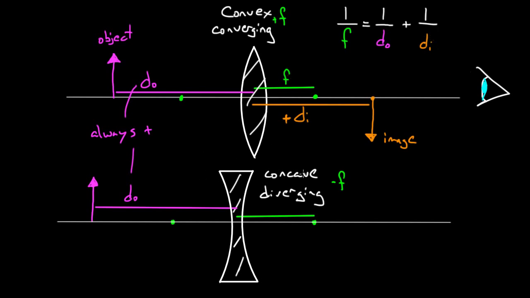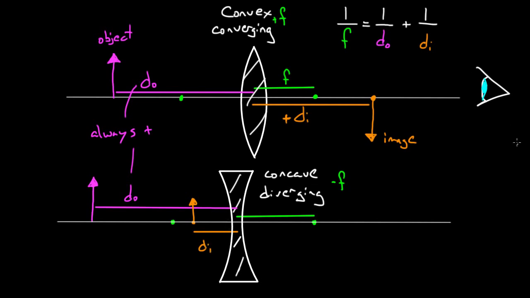That'll be true regardless of whether you've got concave, convex, converging, or diverging: if the image is on the same side as your eye, then it should be a positive image distance. Now for this diverging case, maybe the image ended up over here somewhere. I'm going to draw an image over here. Again, image distance is measured from the center of the lens to where your image is. I'm going to draw that line. This would be my image distance.